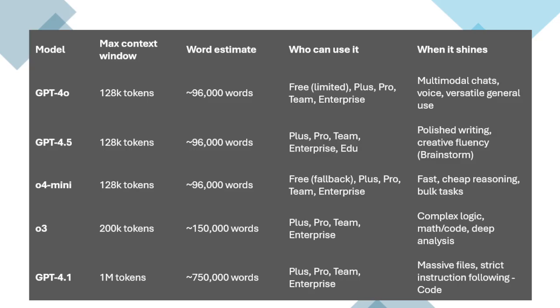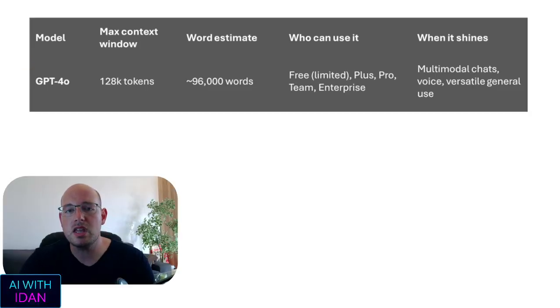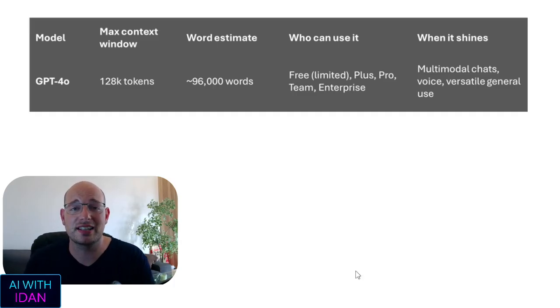We will go over them one by one and talk about which one is the best for which task. Let's start with the 4o. The 4o is our Swiss Army knife. When in doubt, go 4o. There is no reason not to. It has a 128,000 token context window.